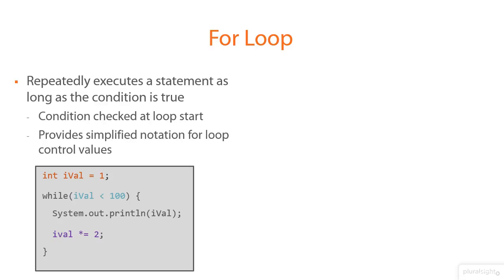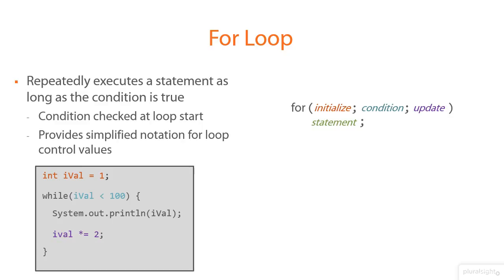So the for loop provides a simplified notation for this scenario. We use the for keyword. Then within the parentheses, we initialize things. We have our condition for being in the loop, and we have a place to update the loop control. And then, of course, that executes our statement.